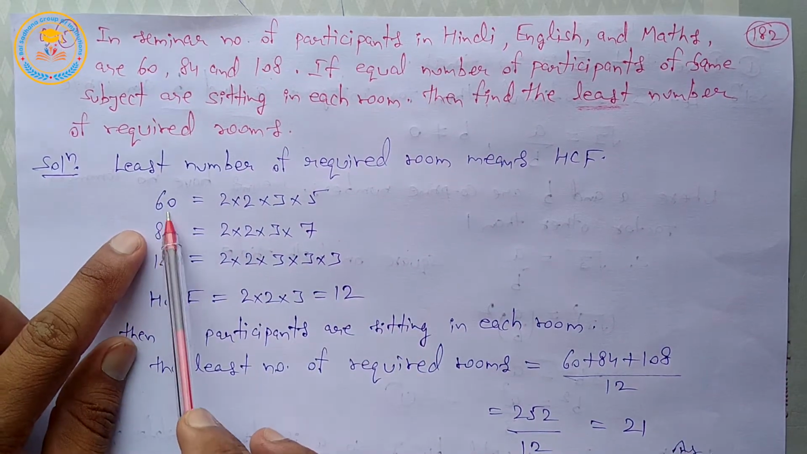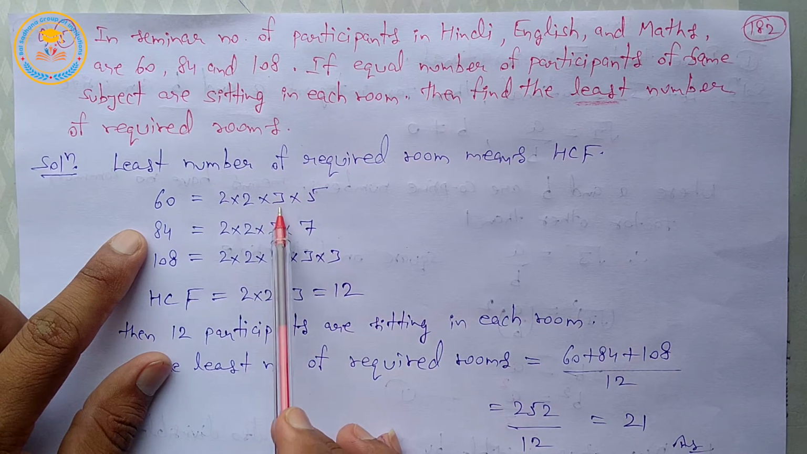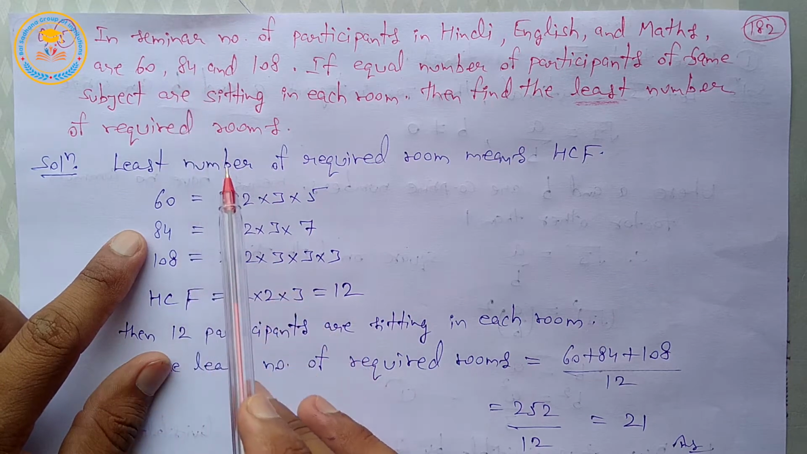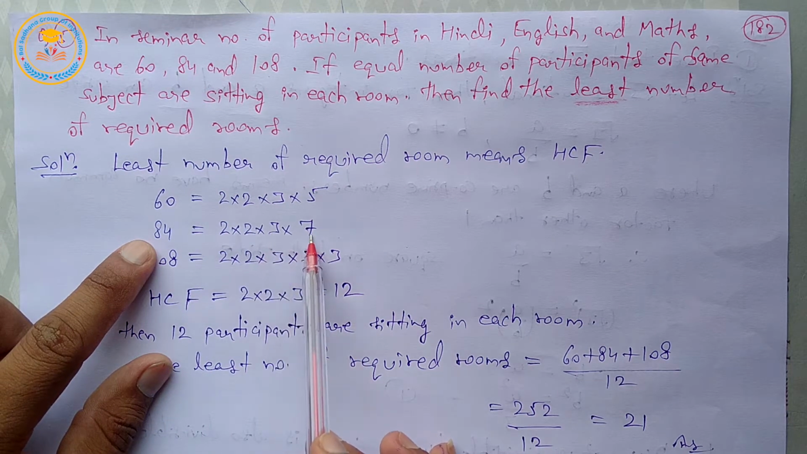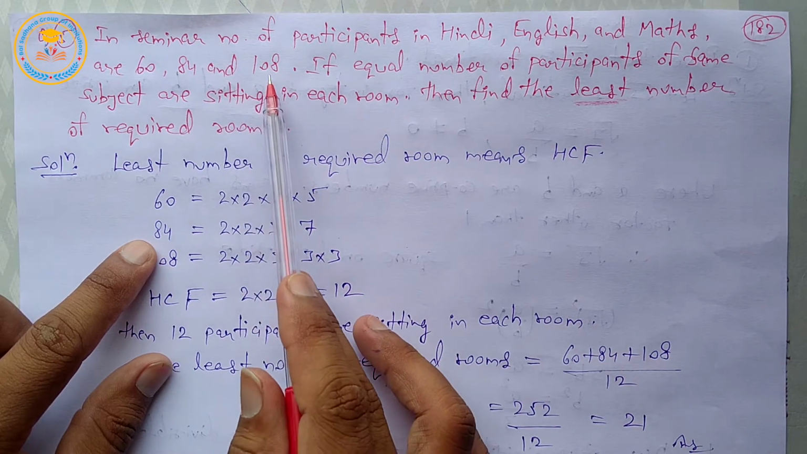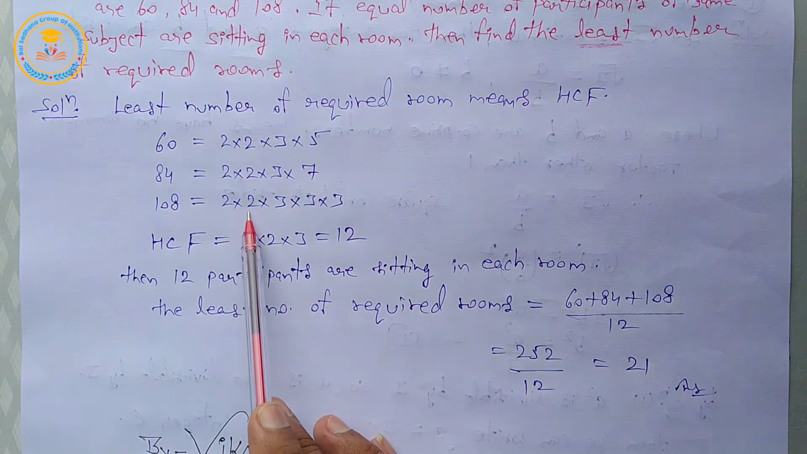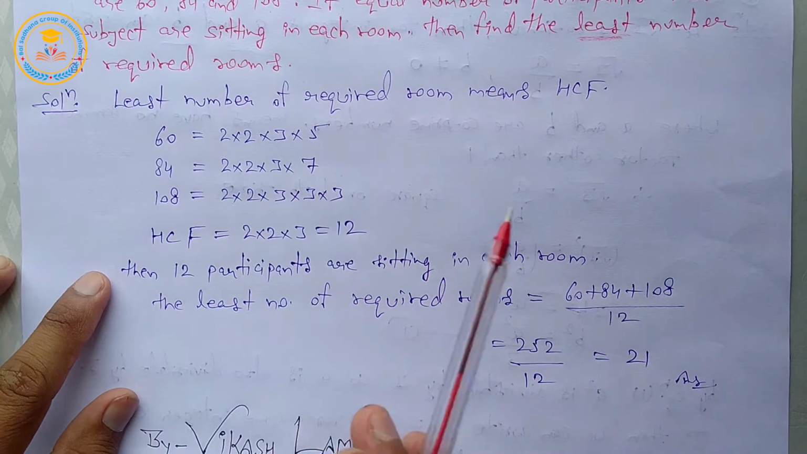Prime factors of 60: 2 multiply 2 multiply 3 multiply 5. Prime factors of 84: 2 multiply 2 multiply 3 multiply 7. Prime factors of 108: 2 multiply 2 multiply 3 multiply 3 multiply 3.